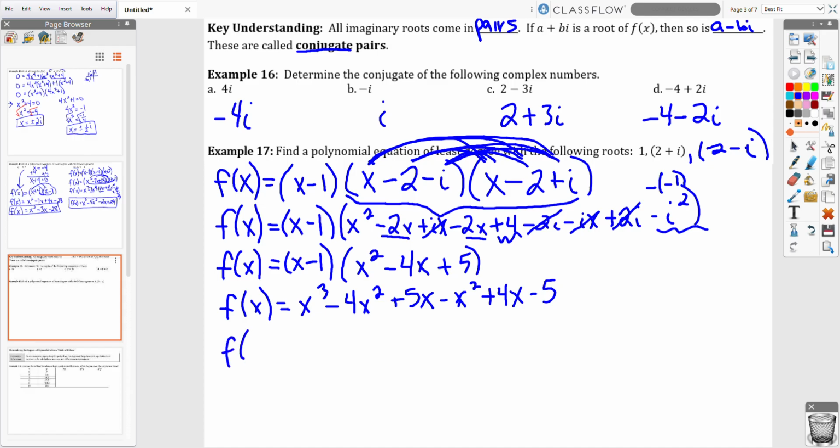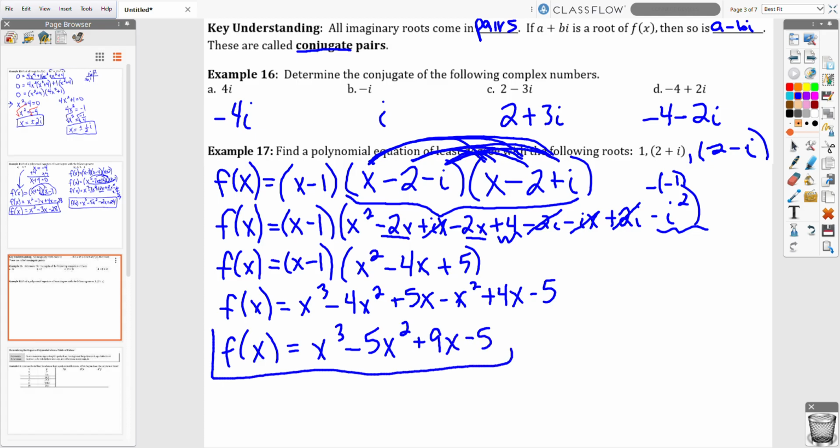And one last final step, combine your like terms. So x cubed, and then let's see here, negative 4x squared and a negative x squared would be negative 5x squared. Then we have 5x plus 4x, we have 9x, and then a minus 5 at the end. So that would be your polynomial.